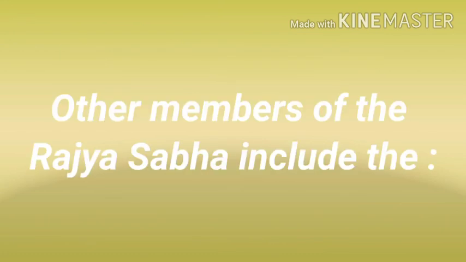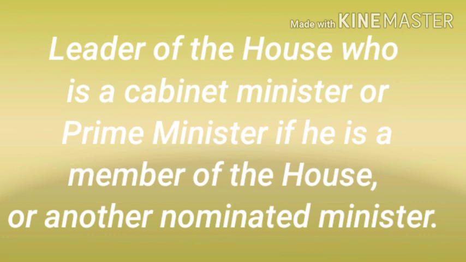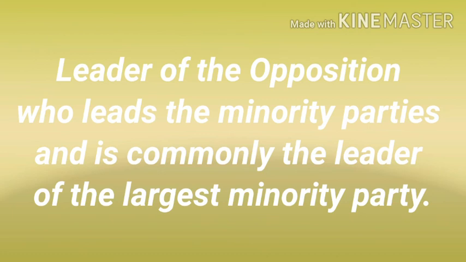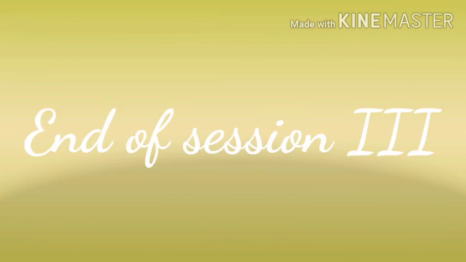Other members of the Rajya Sabha include the leader of the House, who is a cabinet minister or prime minister if he is a member of the House, or another nominated minister. The leader of the opposition, who leads the minority parties and is commonly the leader of the largest minority party. With this, we come to an end to the third session, the Rajya Sabha.